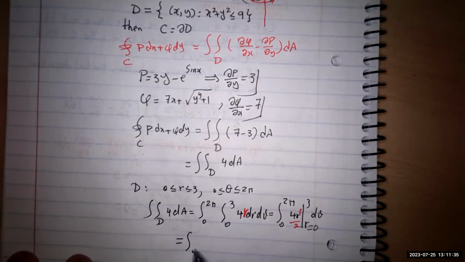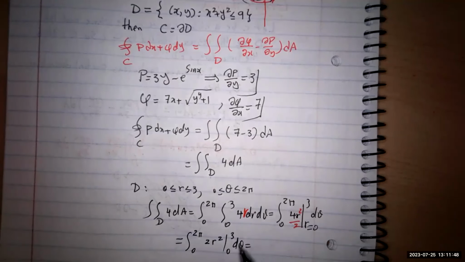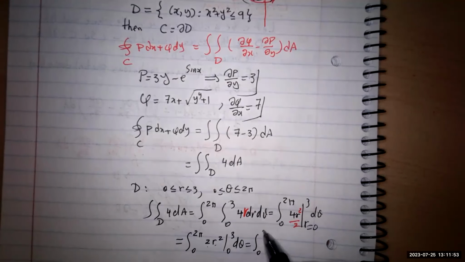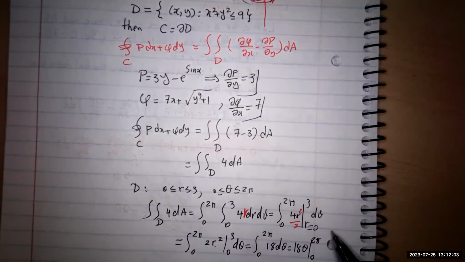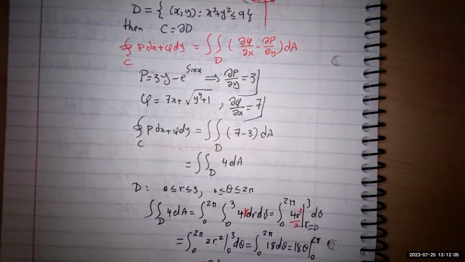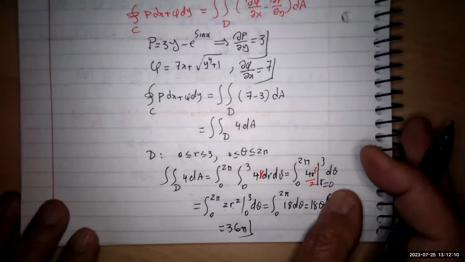So I'm going to have the integral from 0 to 2 pi of 2r squared going from 0 to 3 first, then d theta. If you put in the 3, 3 squared is 9, and 9 times 2 is 18. So it's going to be the integral from 0 to 2 pi of 18 d theta, which is just 18 theta from 0 to 2 pi. If you substitute, that gives 36 pi. So this is going to be the result.